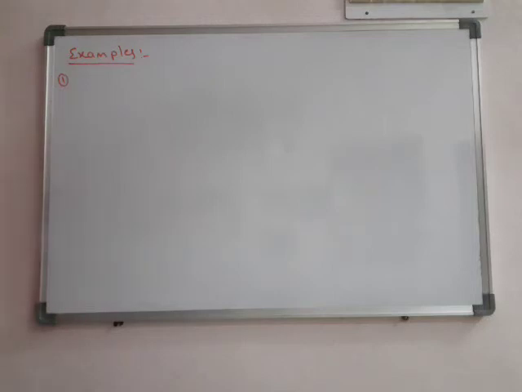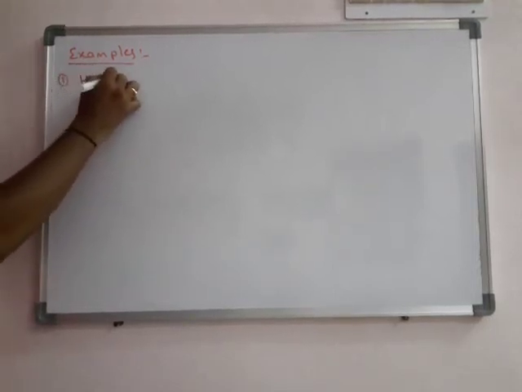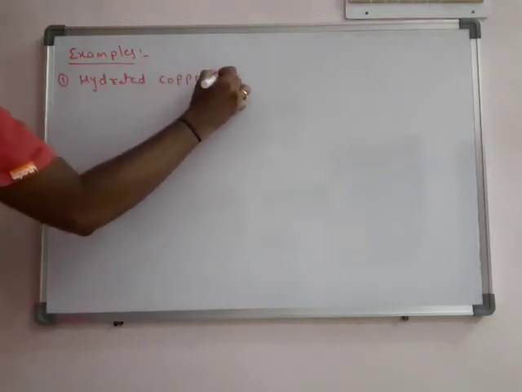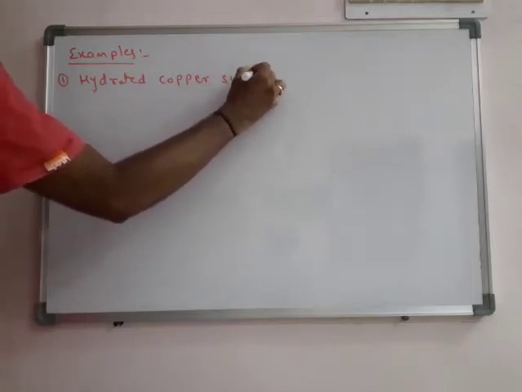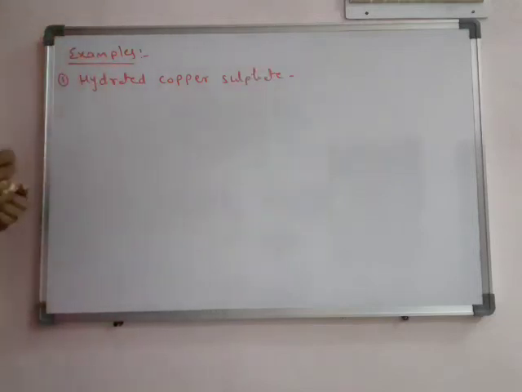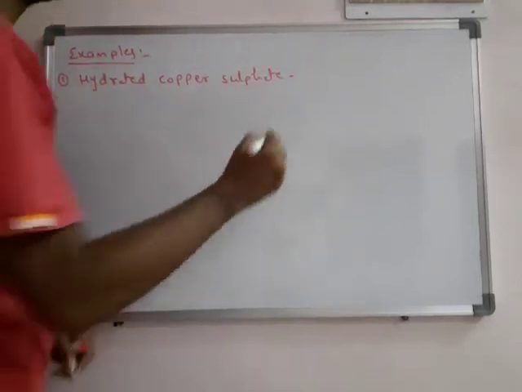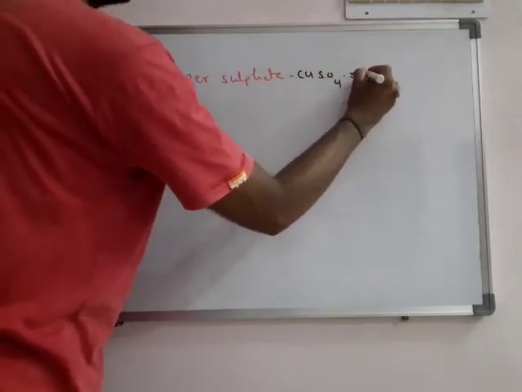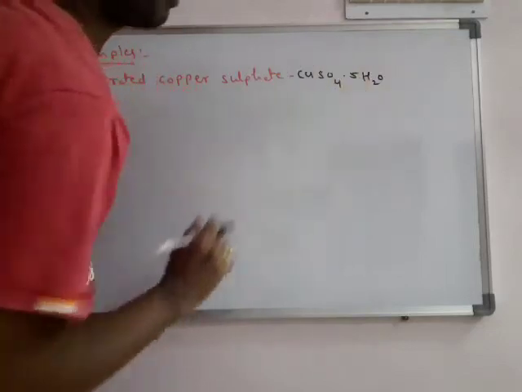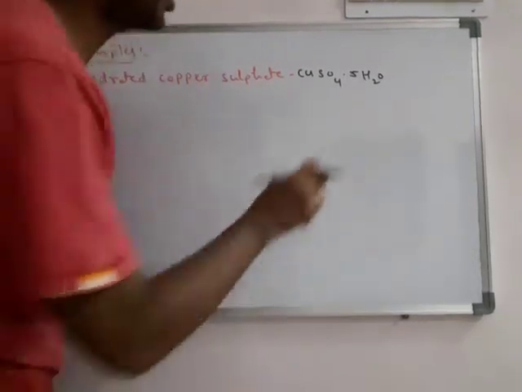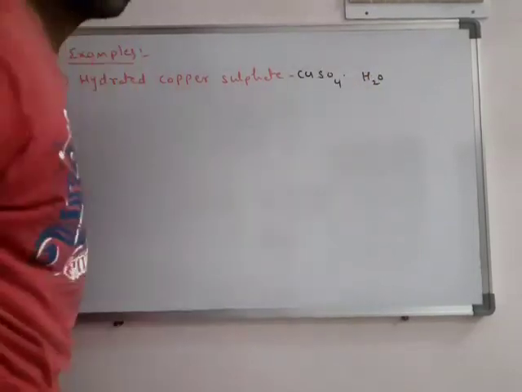Okay, number 1, hydrated copper sulfate. So what's the formula? So we know that copper sulfate 5H2O. Here the number 5 is fixed, and one copper sulfate molecule has 5 H2O molecules bonded to it.